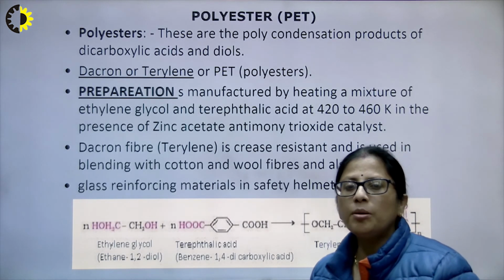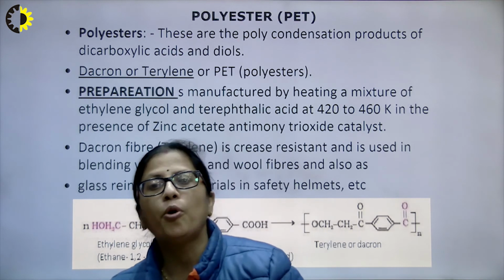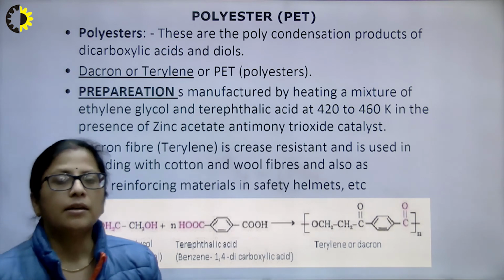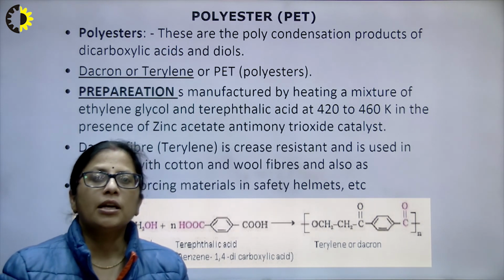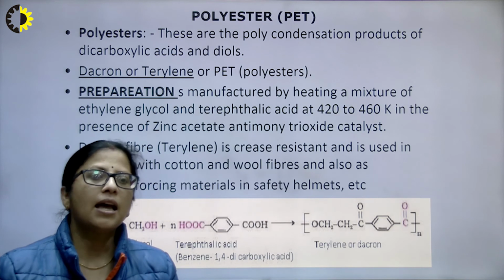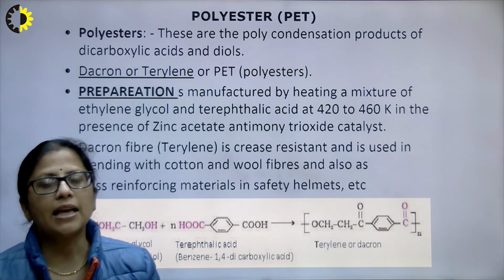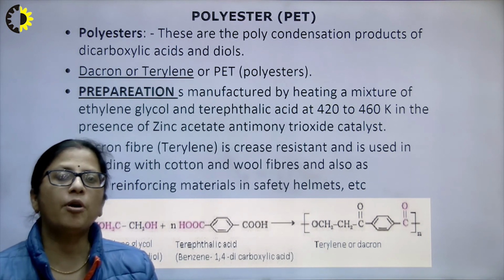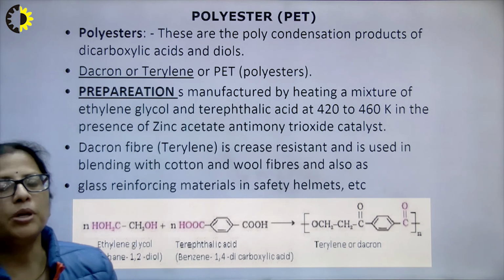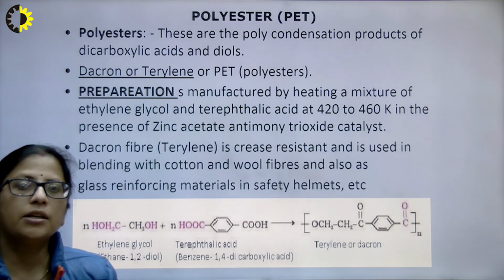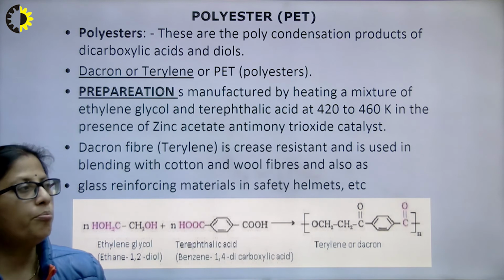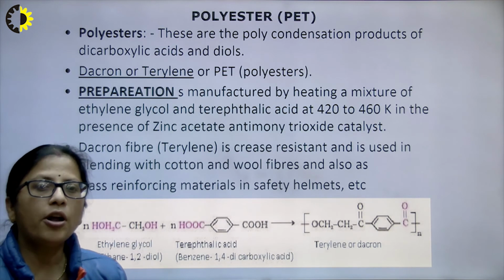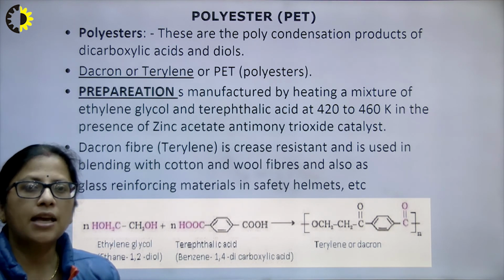Now the last polymer which I am going to discuss today is a polyester. A polyester is made by combination of dicarboxylic acids or diacids and diols, that is dialcohols. So it is made by the combination of alcohols and acid, leading to the formation of an ester linkage in between the different monomeric molecules. The polyester I am going to discuss today is terylene or Dacron, or polyethylene terephthalate, which is PET.